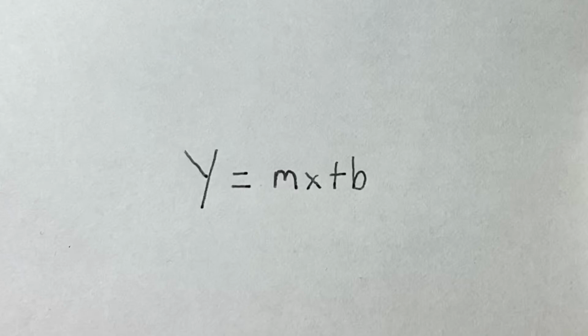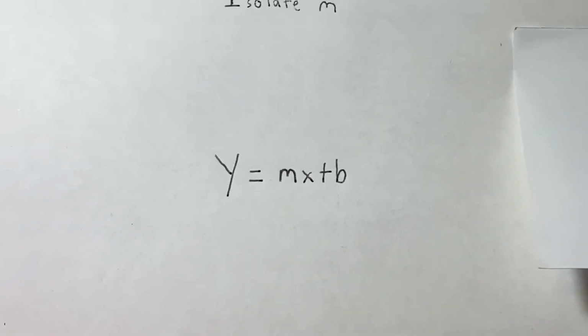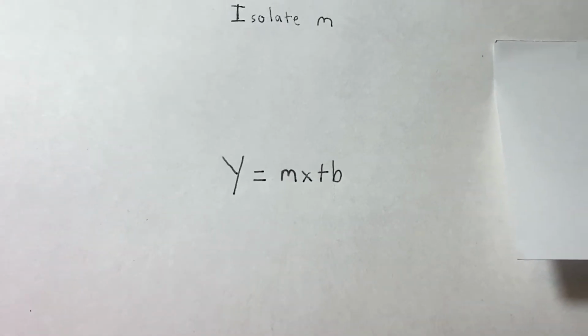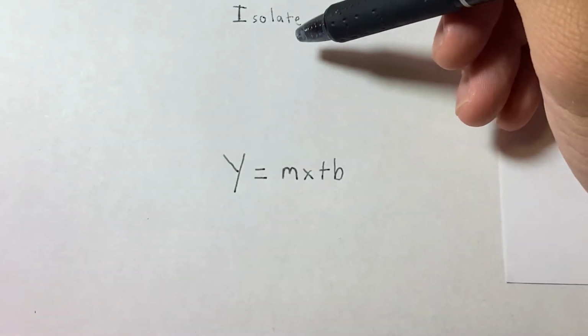So what we have here is y equals mx plus b. Early on in your Algebra 1 career, you should be at least a little bit familiar with what this is. For those who don't know, this is a formula for a linear equation, but that's not related to what we're doing here today. What we're doing here today is, let's say you're tasked with isolating m.